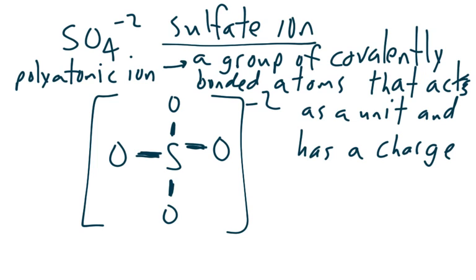This whole thing will stick together. It will travel as a unit. And the entire thing has a net charge of -2 in this example. Again, some can be positive, some can be negative. Now, here's what I'm going to do to help you remember these polyatomics.